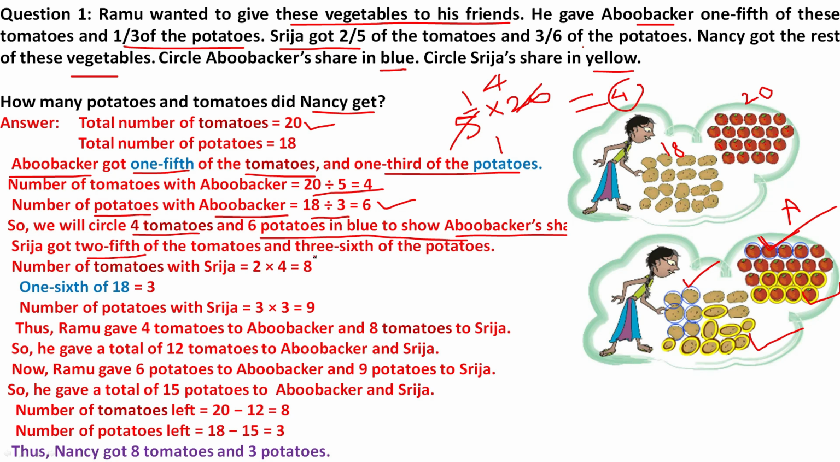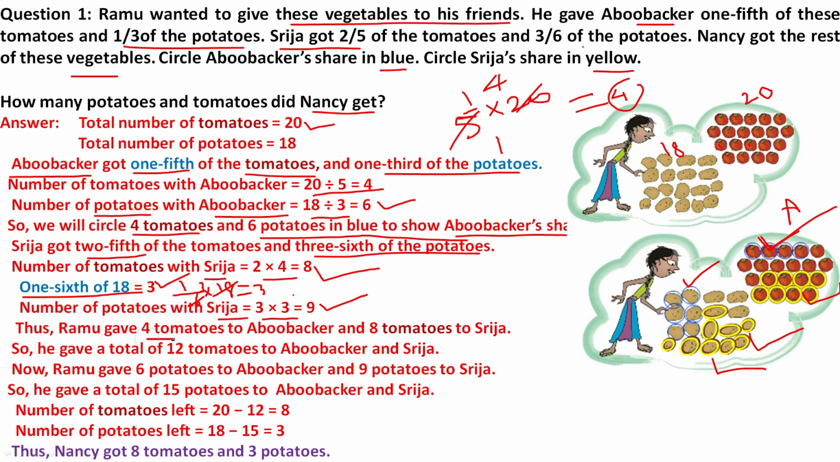2/5 of the tomatoes and 3/6 of the potatoes. So the number of tomatoes with Srija: 2 multiplied by 4 is equal to 8. 1/6 of 18 means 1/6 times 18 is equal to 3. 6 3s are 18, so 3 will come. So 1/6 of 18 is 3. So the number of potatoes with Srija: 3 multiplied by 3 is equal to 9. 9 potatoes.